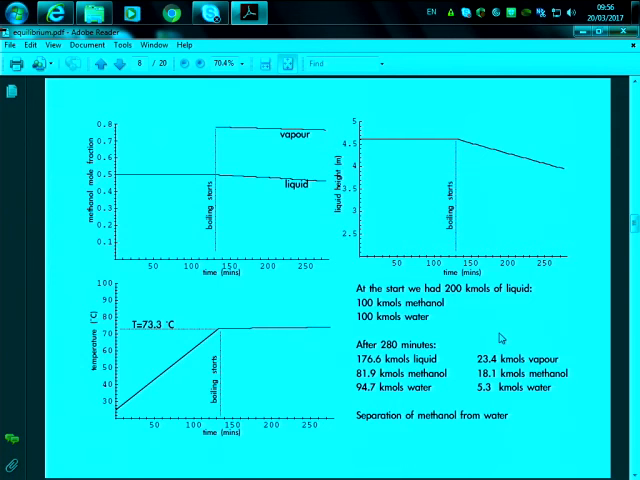So as we reach the temperature, boiling starts, I have a vapor phase with a higher percentage of methanol but still water in it, and therefore I start losing liquid height. At that phase, if we have 200 kilomoles of liquid, let's say 100 kilomoles of methanol and 100 kilomoles of water, after 280 minutes, which is this point here, what will be the separation that I have reached? I will have in the liquid system 176 kilomoles of liquid consisting of 81.9 kilomoles of methanol and 94.7 kilomoles of water. While in the vapor phase, I will have 23.4 kilomoles of vapor consisting of 18.1 kilomoles of methanol and 5.3 kilomoles of water.